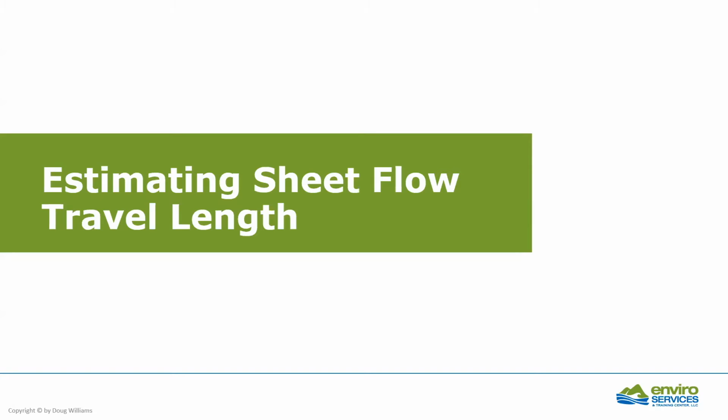sheet flow travel time makes up a large percentage of the total time that it takes for flow to reach the outlet of a watershed from the uppermost reaches of that watershed. Because it makes up such a significant portion of time, if we don't adequately estimate that travel length or that travel time, it can lead to poor or inadequate designs downstream. So it's really important to get that right, or estimate it as close as we can to what we'll actually see in the field.